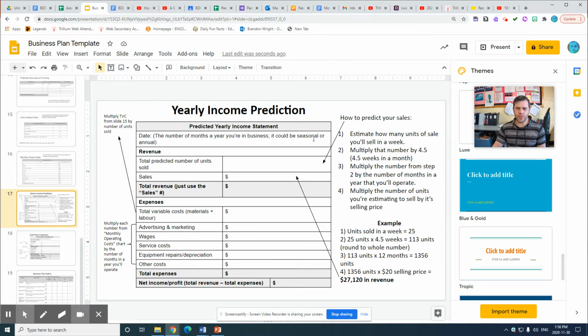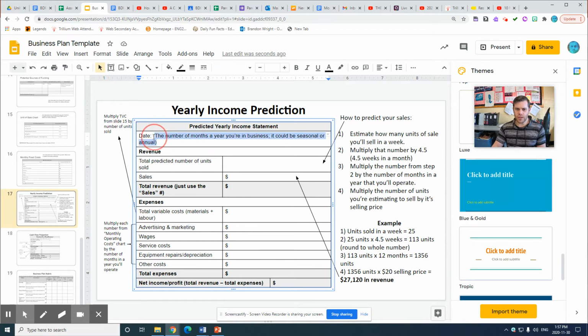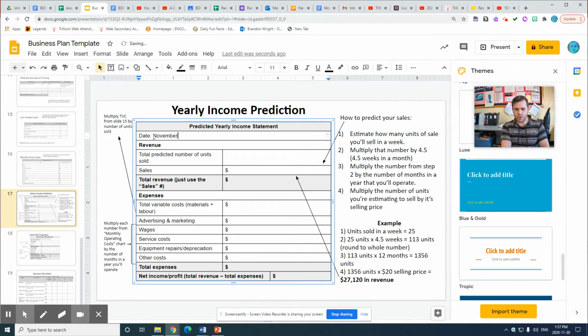Okay, so this is where things may get a little unfamiliar, and I tried to include as many hints and suggestions as I could. So the first thing you want to do is think about how often your business will run. Now, my business, I'm going to say that it runs from November to March. So that's 5 months. That's important to know.